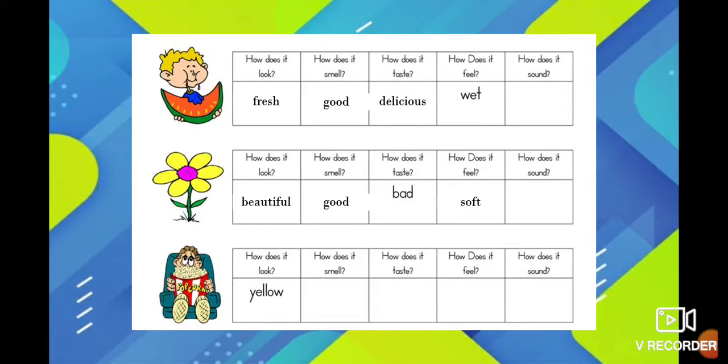Okay, how does it look? In this case, we talk about the popcorn. Okay, it looks yellow. How does it smell? It smells delicious. How does it taste? It tastes, in this case, salty. And how does it feel? Okay, it feels crunchy. Okay, and how does it sound? Okay, in some cases it sounds noisy. Yes. Okay, so we can ask different questions for answering what is the correct adjective for every object.